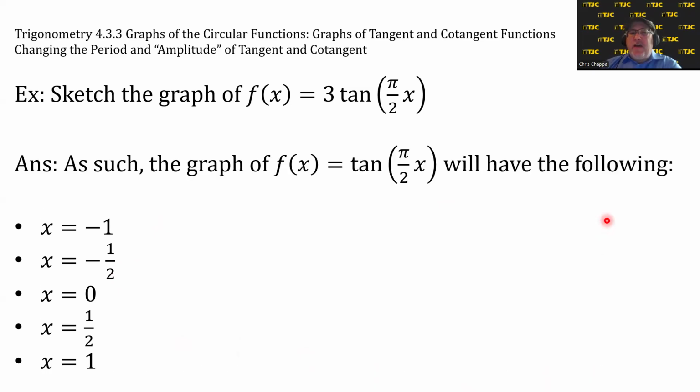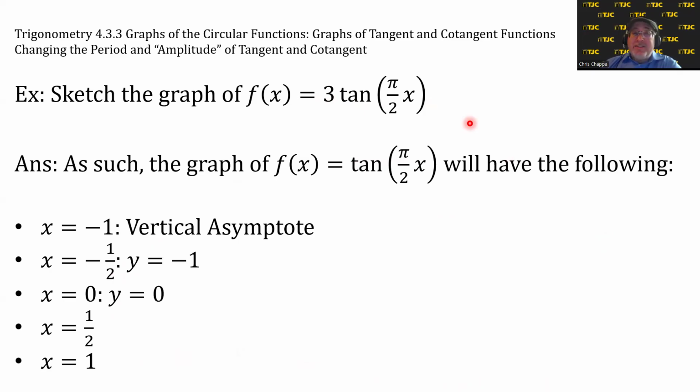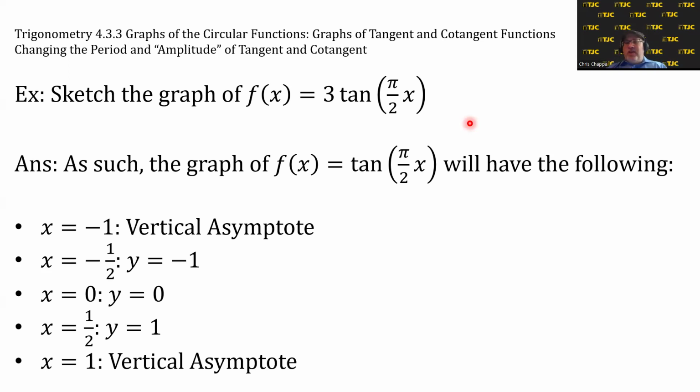As such, the graph of f of x equals tangent of pi over 2x, notice I lost the 3, will have the following. At negative 1, vertical asymptote. At negative 1/2, y is equal to negative 1. At x equals 0, y is equal to 0 because it's an x-intercept. At x equals 1/2, y is equal to 1. And at x equals 1, we have a vertical asymptote.